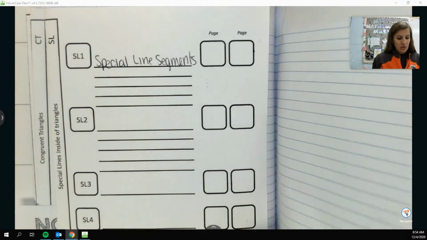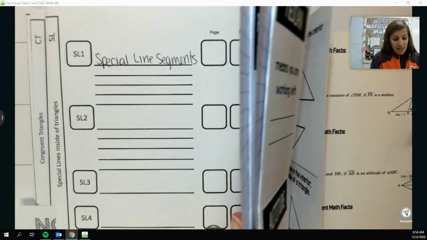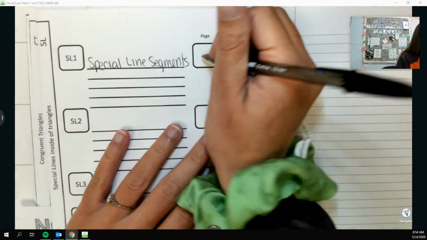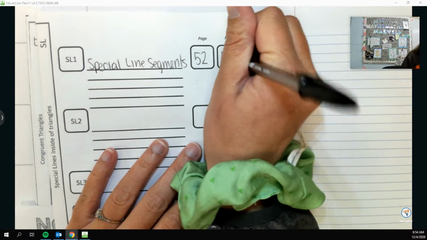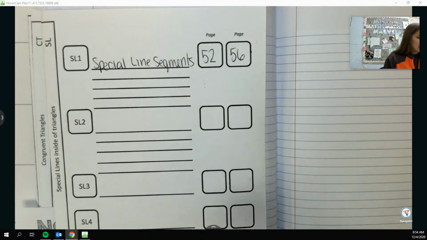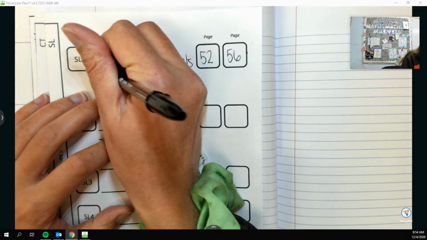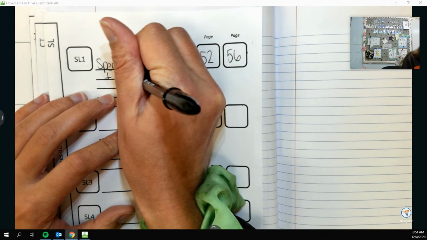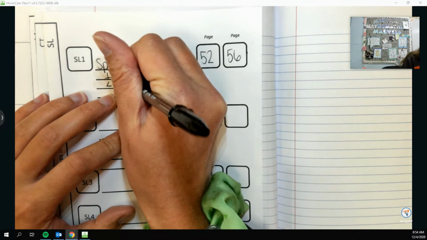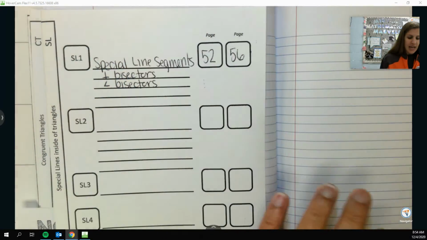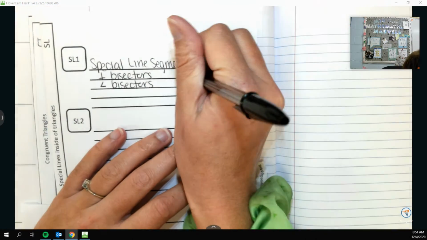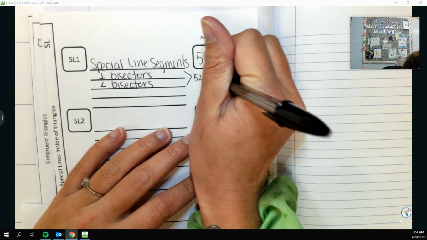And we're actually going to be doing these on a lot of different pages. I want to put 52 to 56 here. And then I'm going to specify by each one that we're doing which page you can find it on. So the two that I want to talk about today are perpendicular bisectors and angle bisectors. We've already talked about these a little bit, so that's nice. Those are going to be on page 52. So both of those are on 52 and 53.